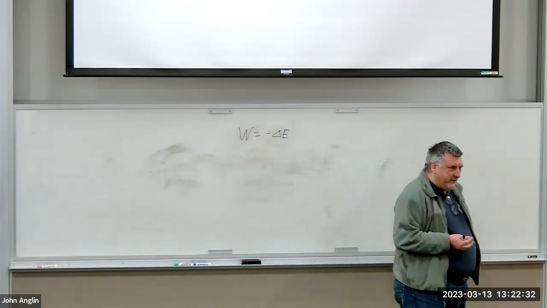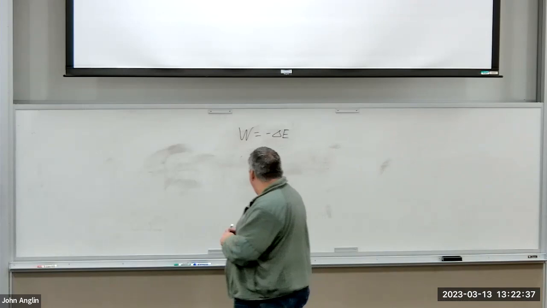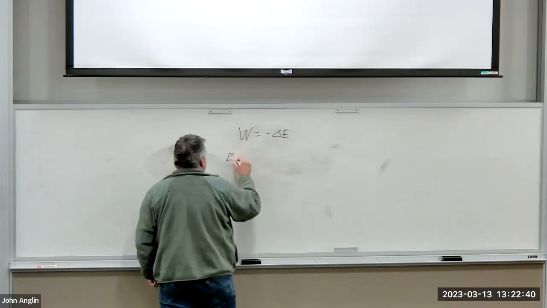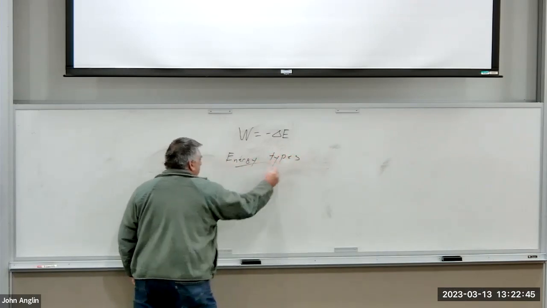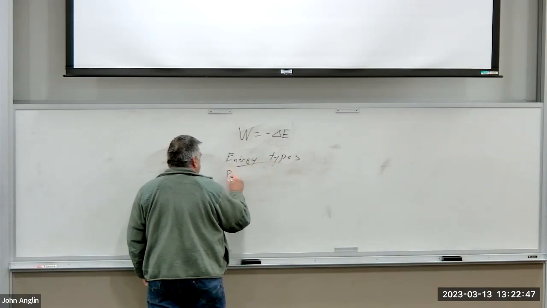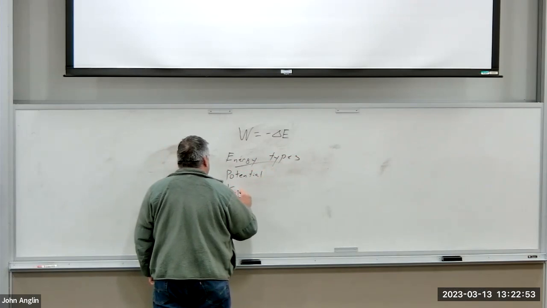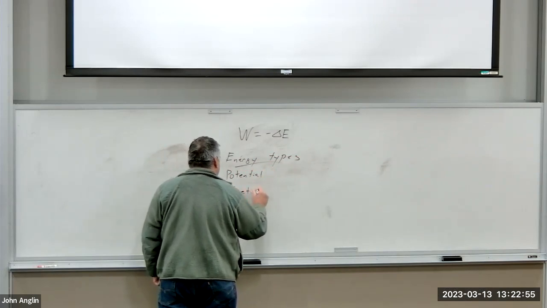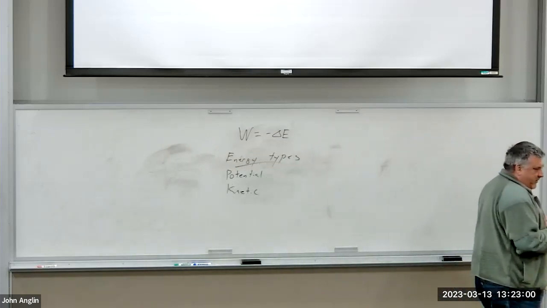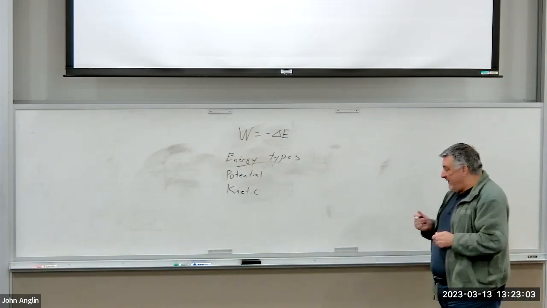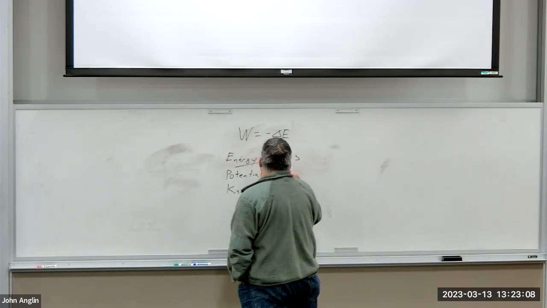Where we're going to start is the assumption that there are two kinds of energy. Types of energy. One is going to be potential energy, and one is going to be kinetic energy. So these are the two kinds of energies that I'm going to be interested in. Potential energy. Sometimes we talk about this as rest energy.